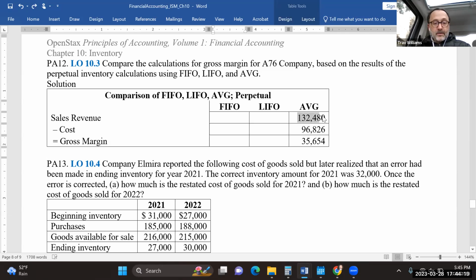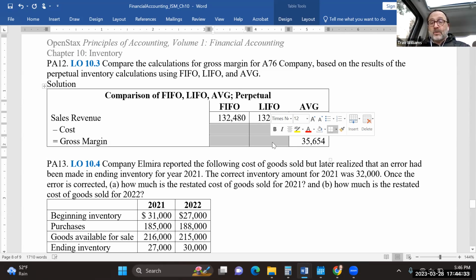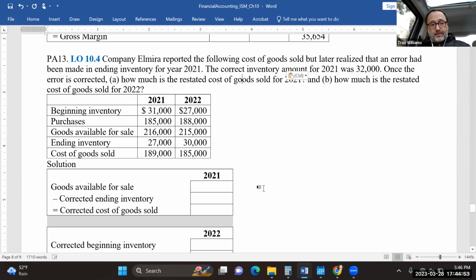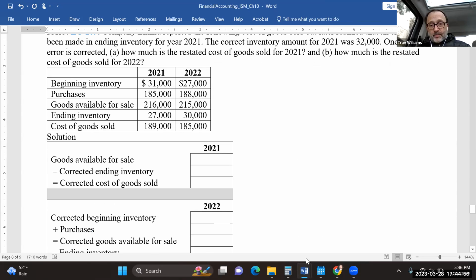So you're going to put in the cost from numbers 9 and 10 and subtract them to get the gross margins. Actually, you'll have that information already in 9 and 10. So basically, problem number 12, you're just combining the results of 9, 10, and 11 so you can see them side by side. And you'll see how, although the sales revenue stays the same, using a different inventory valuation method changes your costs, which changes your gross margin. Okay. Now we have problems 13 and 16, and we'll be done.